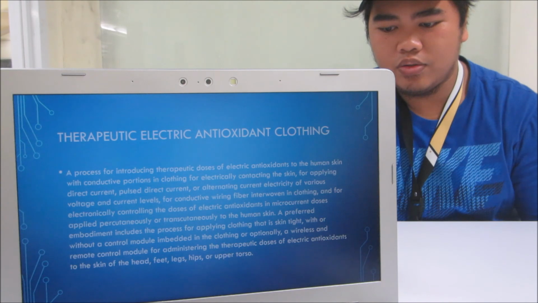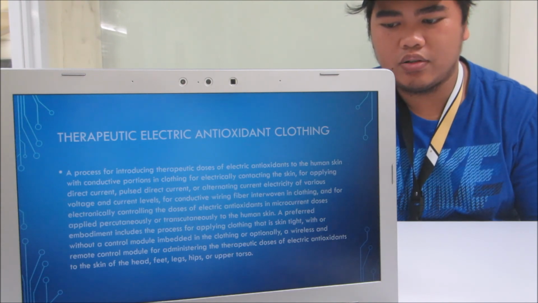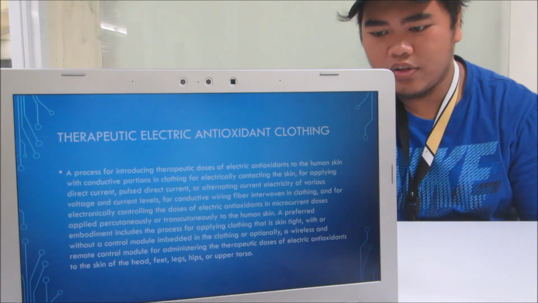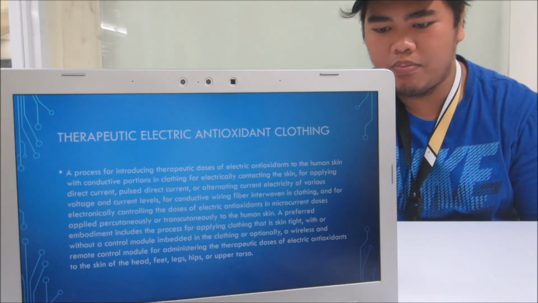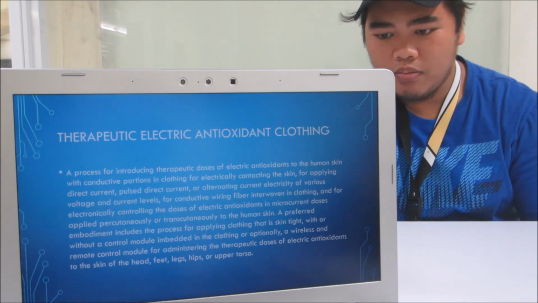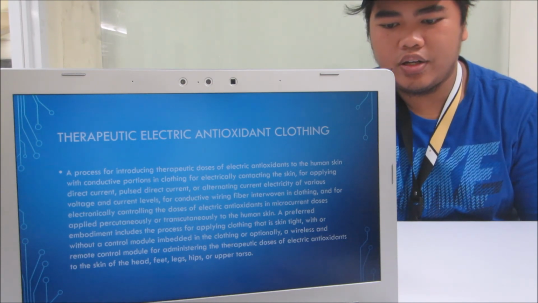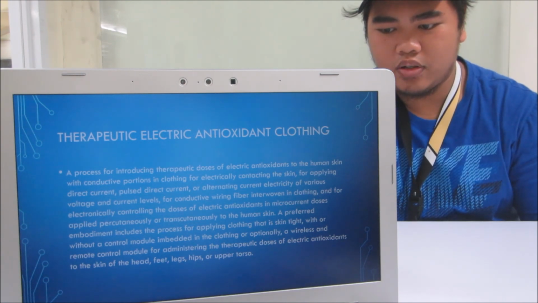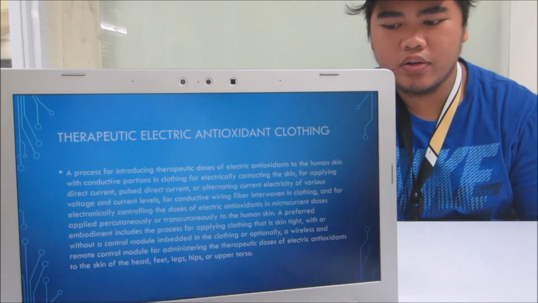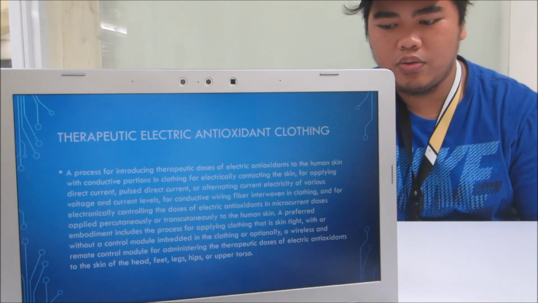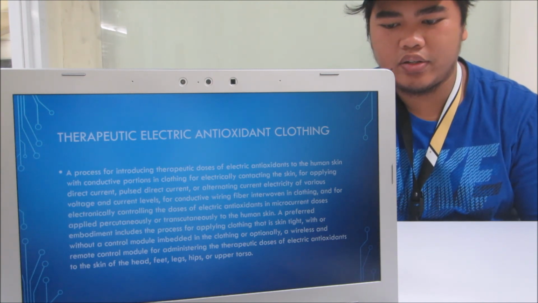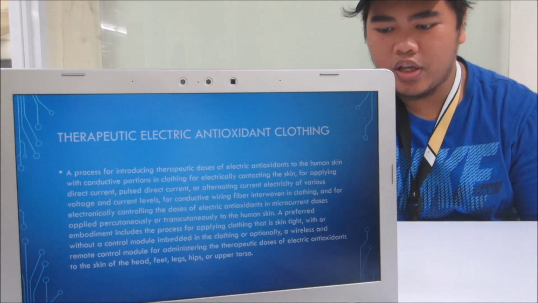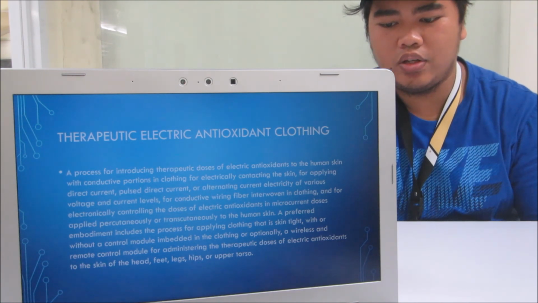Therapeutic electric antioxidant clothing. A process for introducing therapeutic doses of electric antioxidants to the human skin with conductive portions in clothing for electrically contacting the skin for applying direct current, pulse direct current or alternating current electricity for various voltage and current levels, for conducting wiring fiber interwoven in clothing, and for electronically controlling the doses of electric antioxidants in microcurrent doses applied percutaneously or transcutaneously on the human skin.